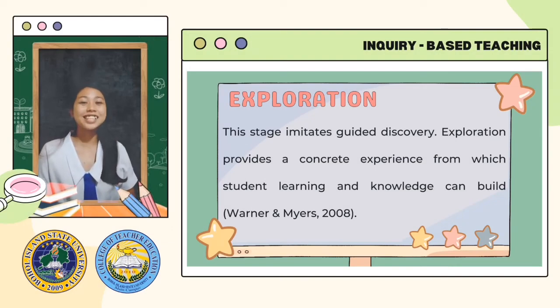So the second E is exploration. This stage imitates guided discovery. Students manipulate the materials, make discoveries, and share their findings with their classmates and the teacher. On the other hand, the teacher also provides scaffolding by observing, questioning, and guiding.